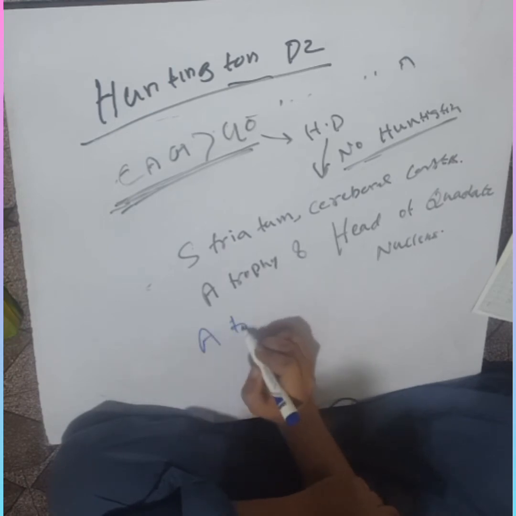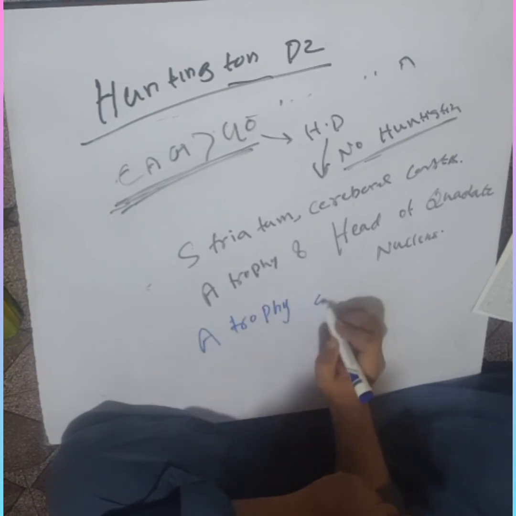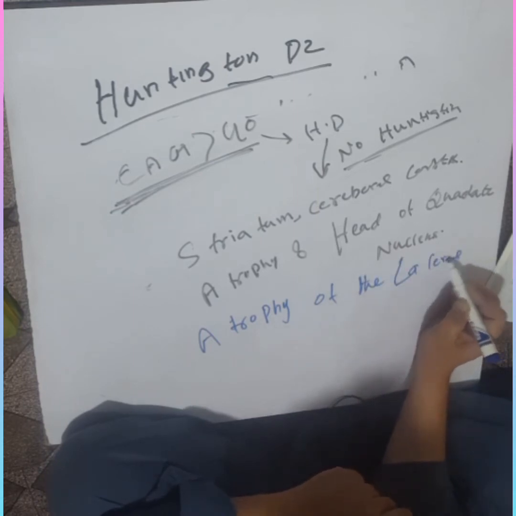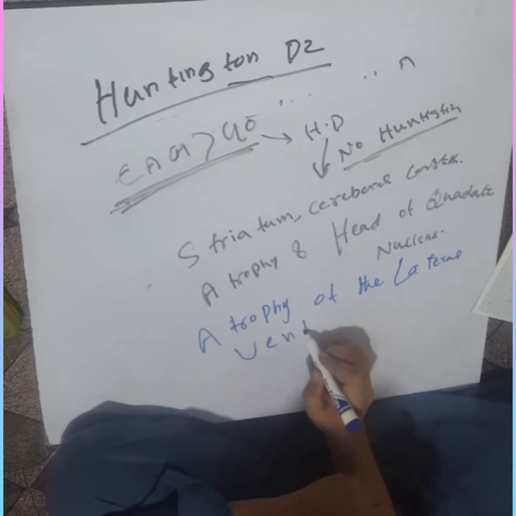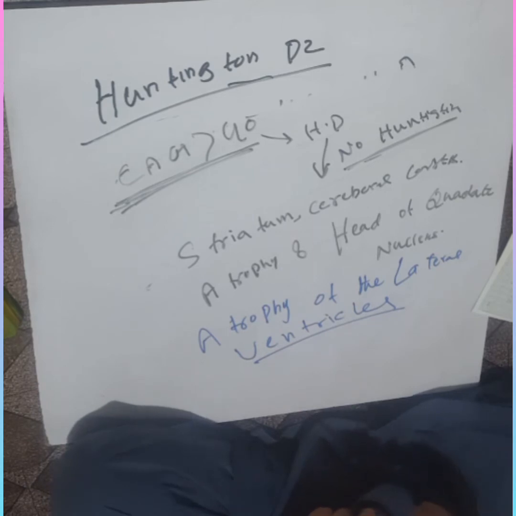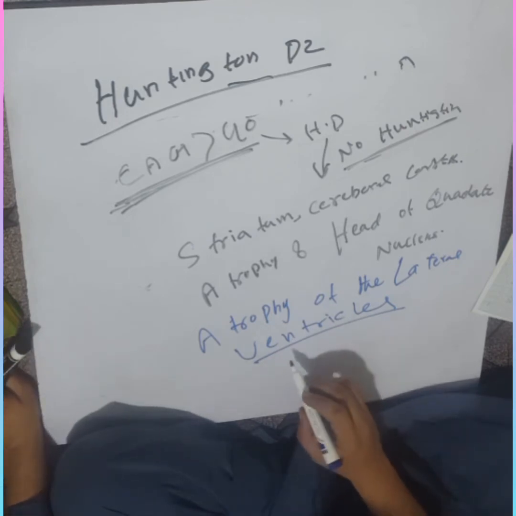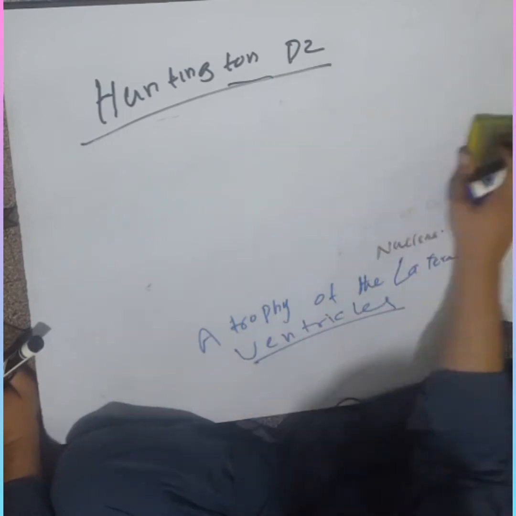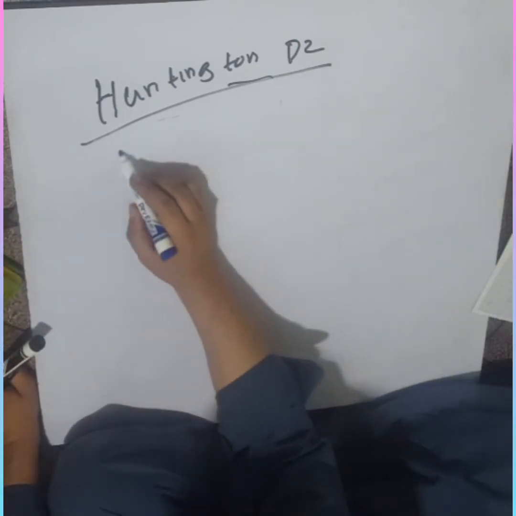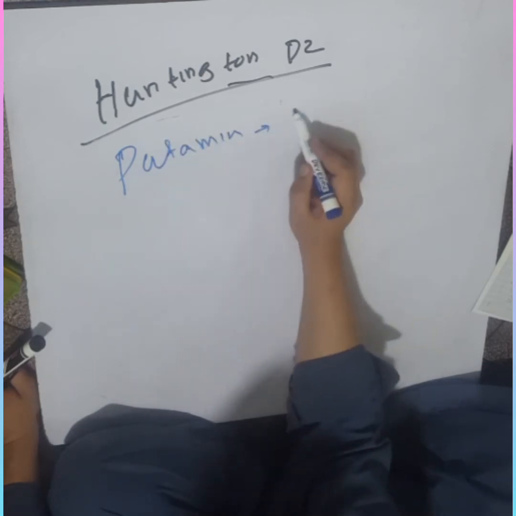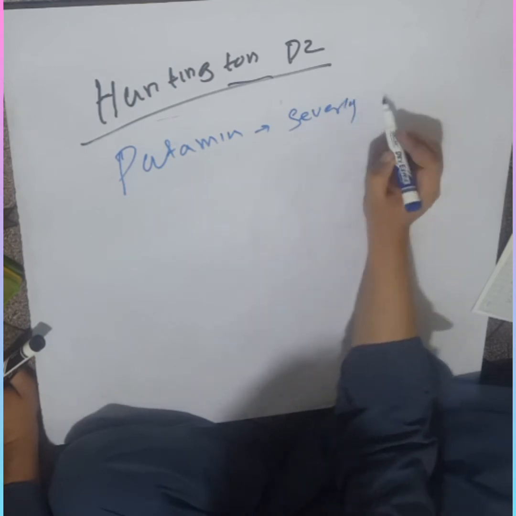The atrophy of the lateral ventricle can be seen in this case with the help of MRI. The putamen is severely affected in this type of Huntington disease.